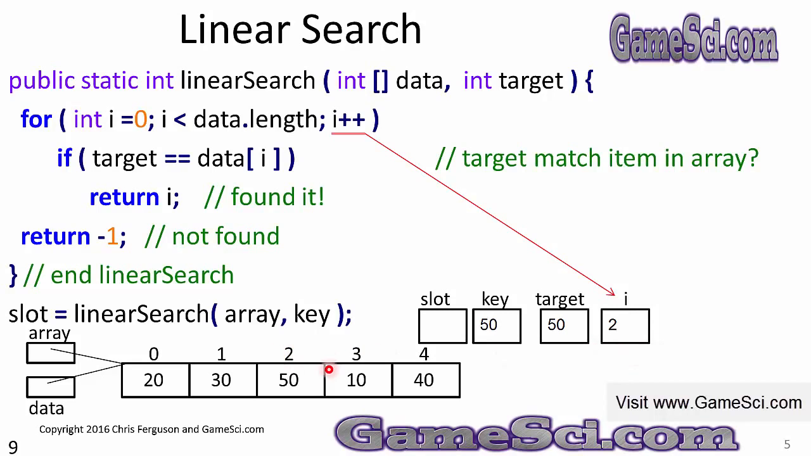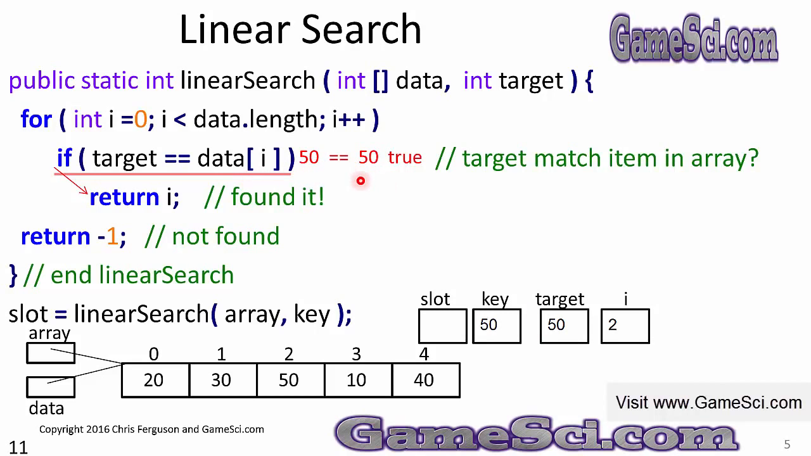That means we're going to be looking at this next. 2 less than 5 is very much a true statement. As a true statement, I'm going to go inside the for loop and attempt to execute this if again. Ooh, interesting. Target, which contains 50, is that equal to data subscript I?